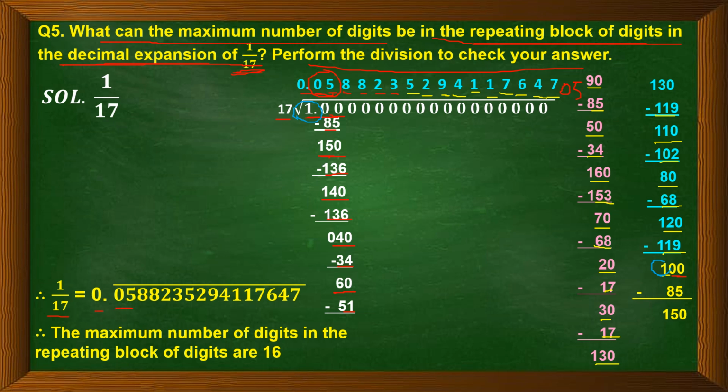It will come 0 5 8 8 2 3 5 2 9 4 1 1 7 6 4 7. So if you count these digits which are repeating, the maximum number of digits in the repeating block of digits will be 16, right?